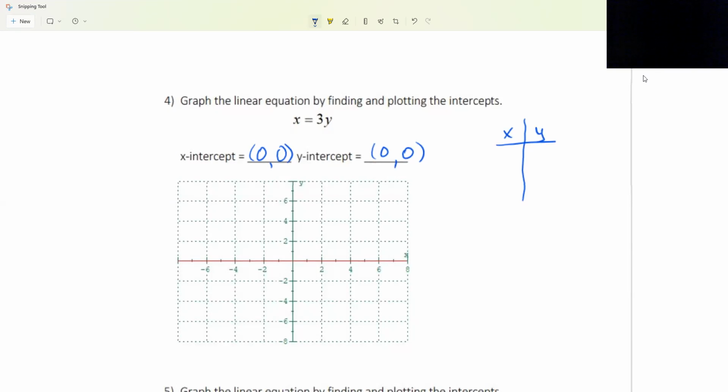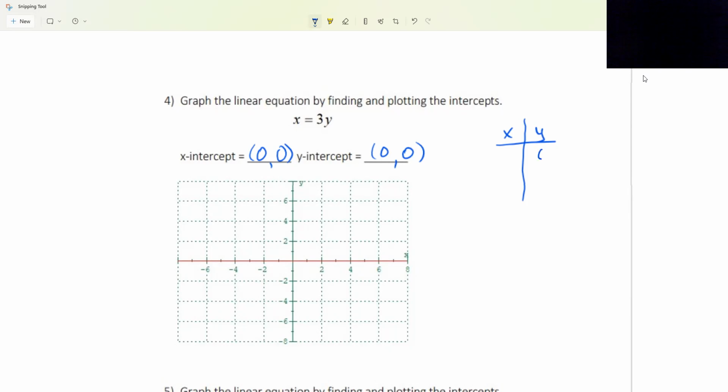Okay, remember, it doesn't matter which variable I choose points for. I can do it for the x, or I can do it for the y. I just pick the point for one variable and then figure out what the corresponding coordinate is for the other one using that. Since I've got x is equal to 3y, I'm going to choose points for y.